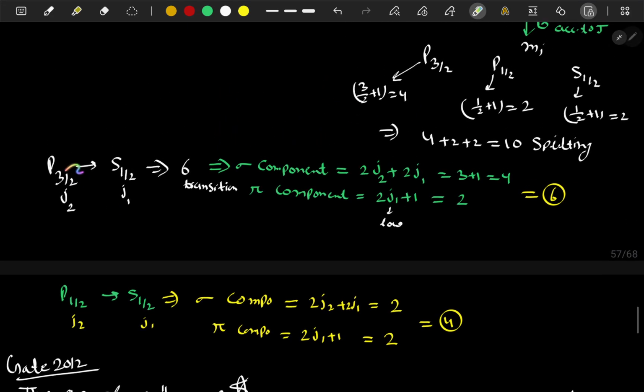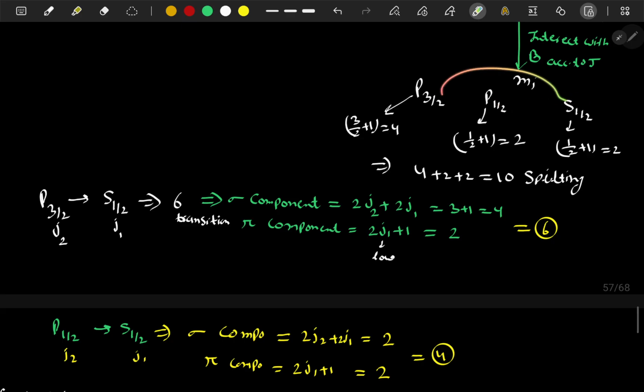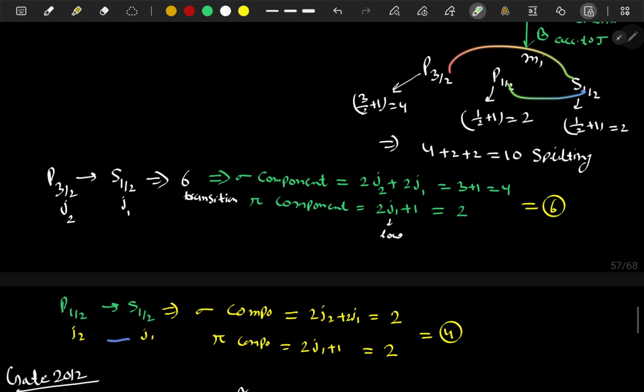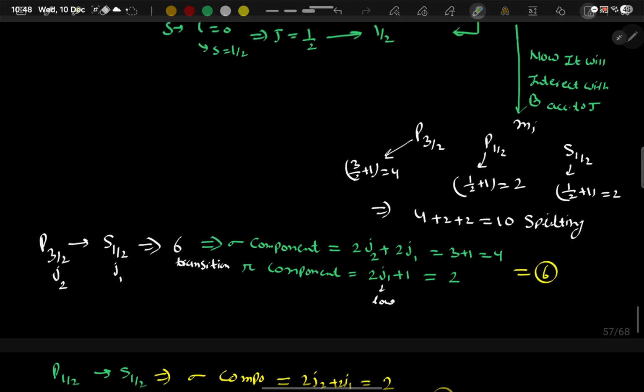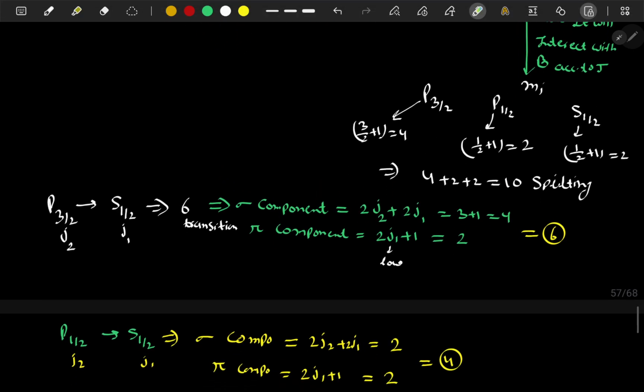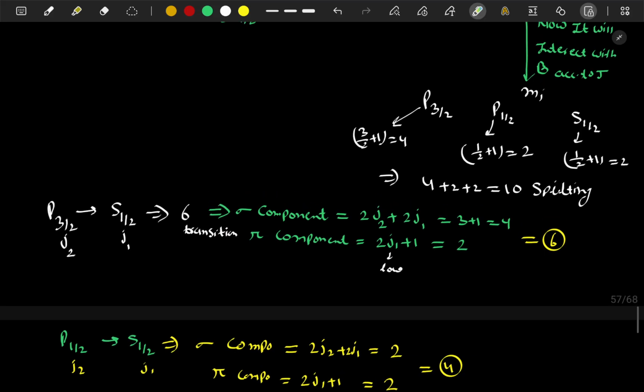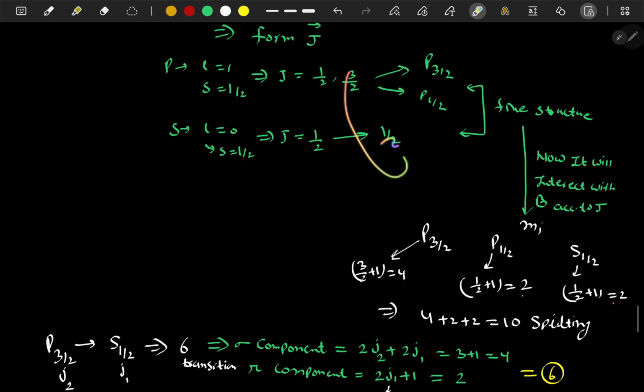So there are certain transitions, P3 by 2 to S1 by 2 and P1 by 2 to S1 by 2. So you are having a total of 10 components. 4, so 6, 2 makes 8, and 2 makes 10.